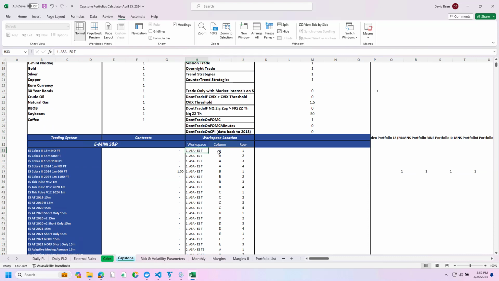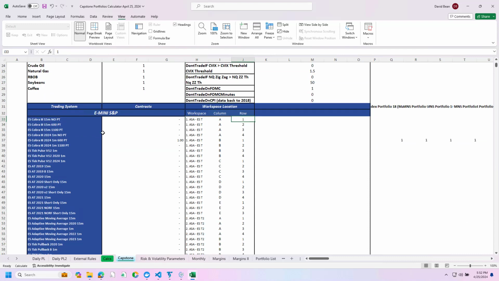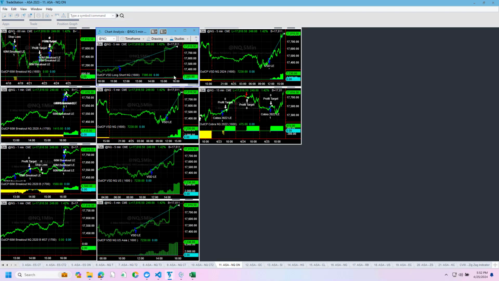It includes the workspace location. So if you have all strategy access, you can select your own portfolio. Say, for example, if you wanted this strategy, this strategy, this strategy, you could go to the portfolio calculator, know the workspace, the column and row of that chart, grab it, copy it, and put it in a custom workspace for automation. And so, for example, you can see some of the trades today in the Nasdaq.